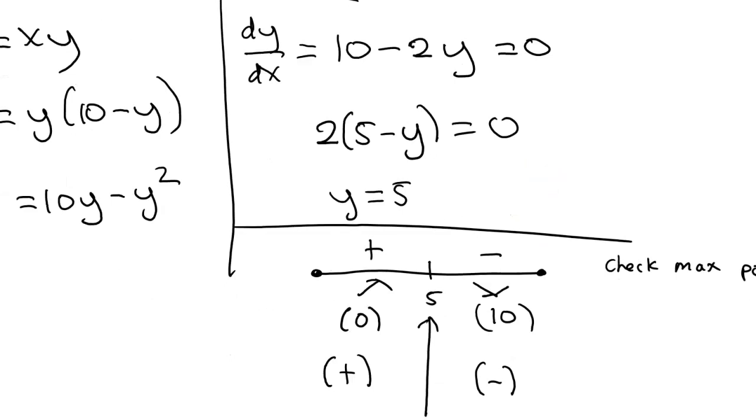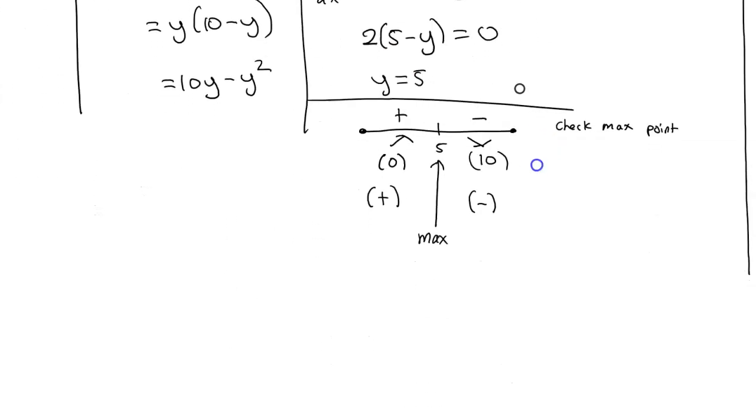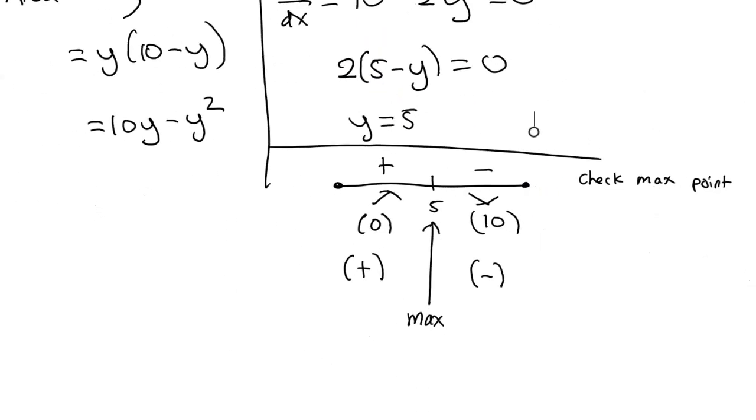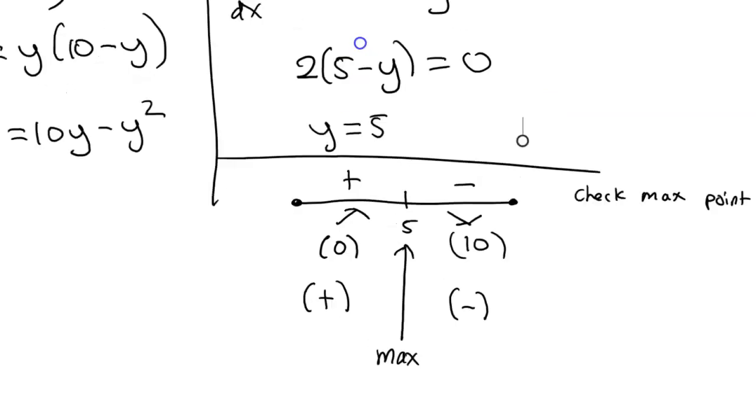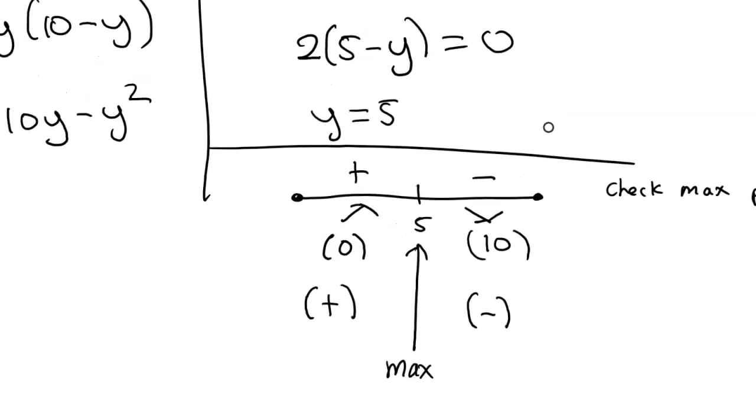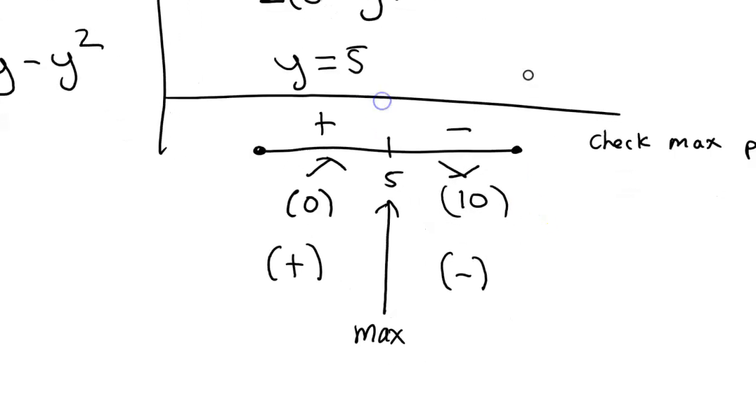To check if it's a maximum, we'll put it into the number line. So anything below 5, let's say 0, it becomes positive. Anything above 5, like 10, will be negative. So from positive to negative, if it's increasing and then decreasing, the 5 will be a maximum.